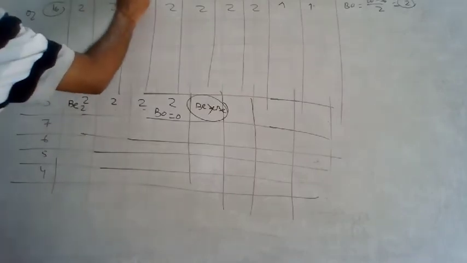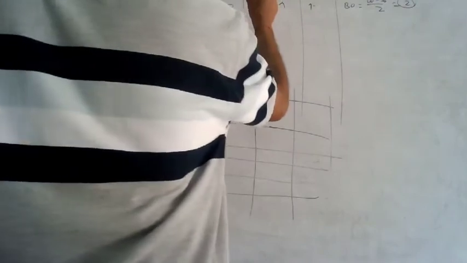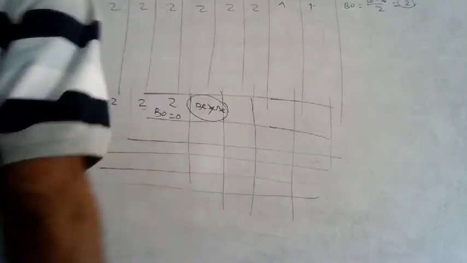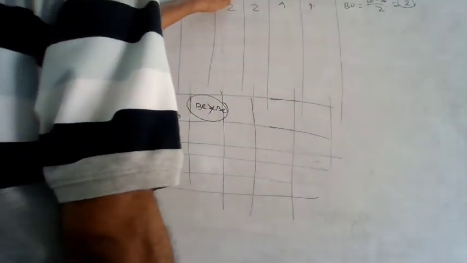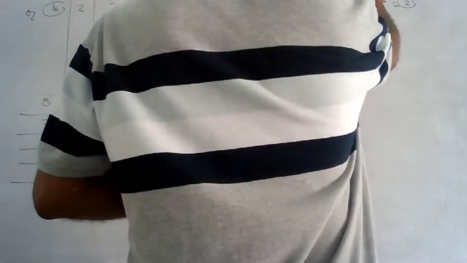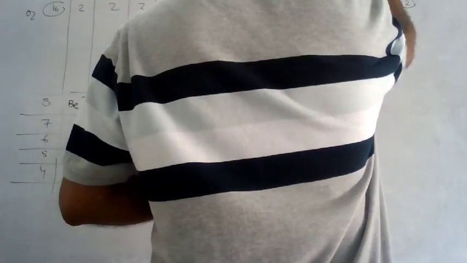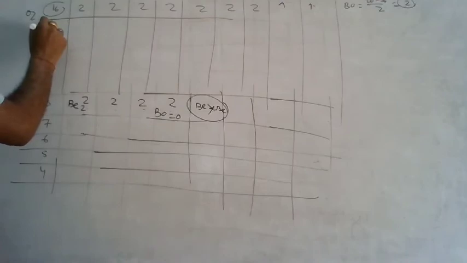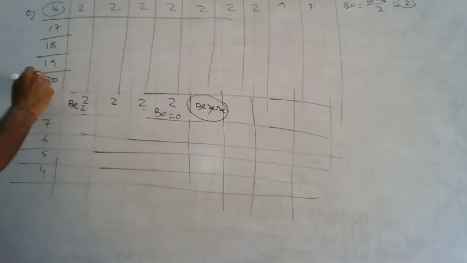So it is what it is. Here it is bonding, here it is bonding, here it is bonding. So the bond order will be equal to 8 minus 4 by 2, that is equal to 2. In C2, both bonds are only pi bonds. So similarly you can do it for carbon.